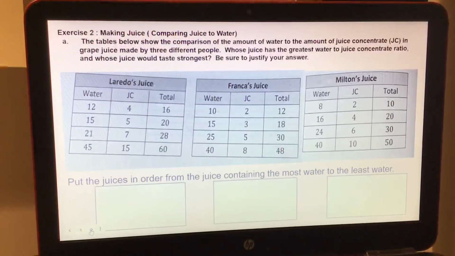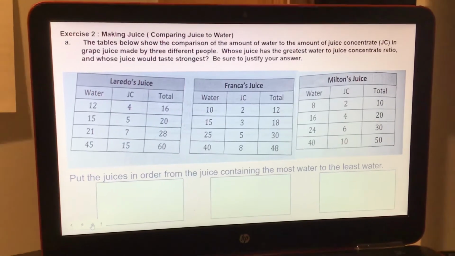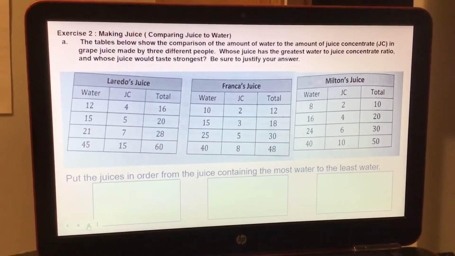Okay, let me try and get this one even because it's a little off. I don't think you can see it all.